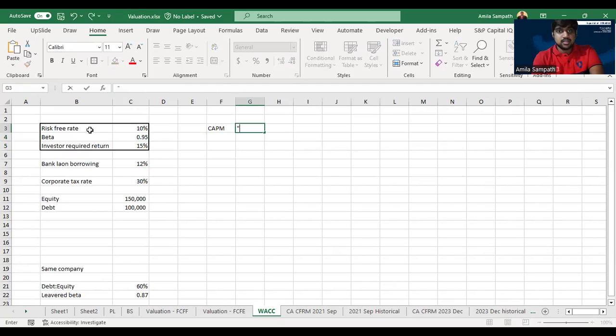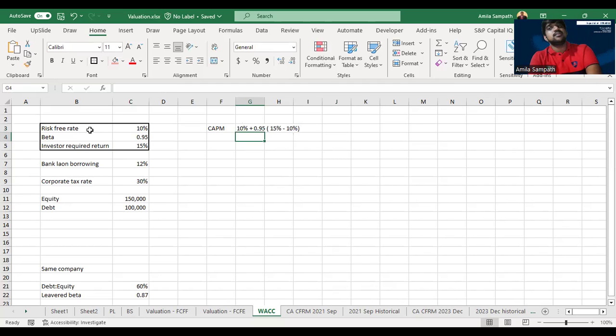How can we calculate? Risk-free rate, that means 10%, plus beta factor multiplied by the difference between the investor required return and the risk-free rate. Our beta factor is 0.95, multiplied by the investor required return of 15% minus the risk-free rate of 10%. Then we can get the cost of equity using the CAPM model: 10% plus 0.95, our beta, multiplied by 15% minus 10%.